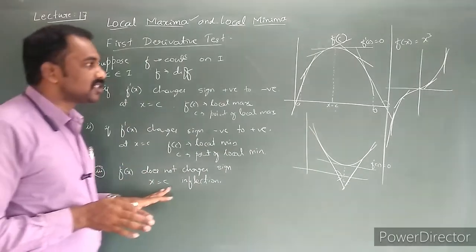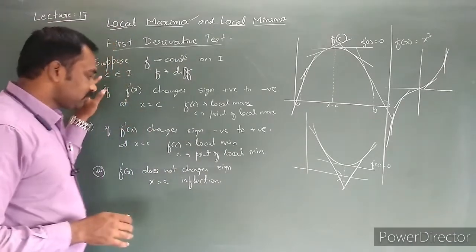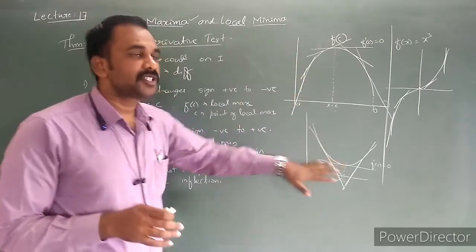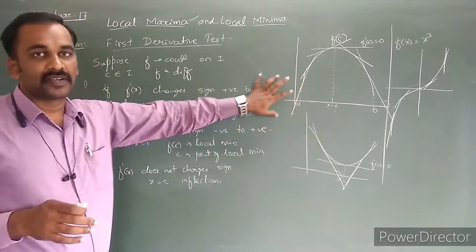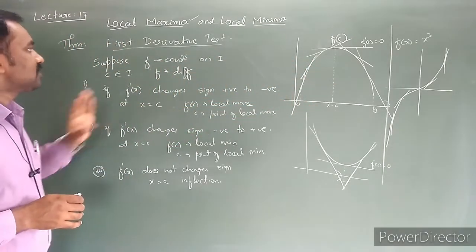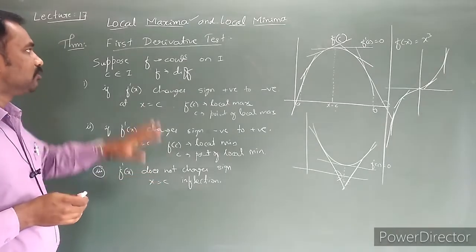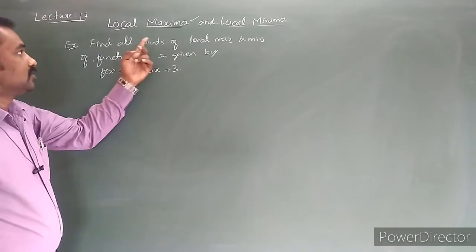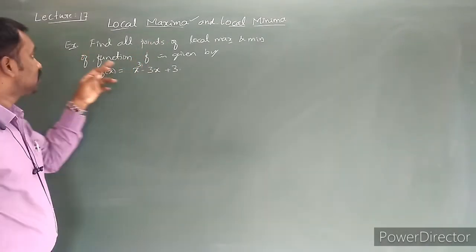If it does not change the sign, in that case it is said to be a point of inflection. We just mentioned this theorem and these graphs at the side of these three cases, so we come to know a clear picture, graphically as well as in words. Now let's take how to find the local maxima and the local minima using the first derivative, based on the local maxima, local minima theorem, the first derivative test.